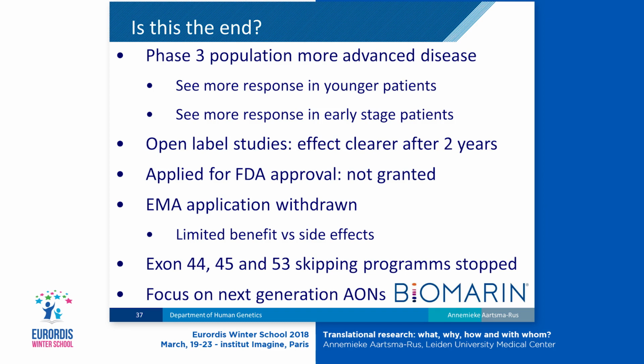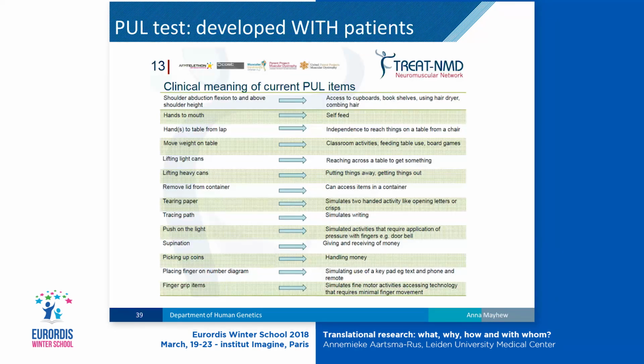So then BioMarin said we stop the development of the exon 51 skipping compound, but also of other exon skipping compounds that had by then gone into clinical trials, because they said we will have the same problems with side effects, the same problems with limited efficacy. We will focus now on the next generation of AONs. So I will go very briefly, because I know we're running out of time.